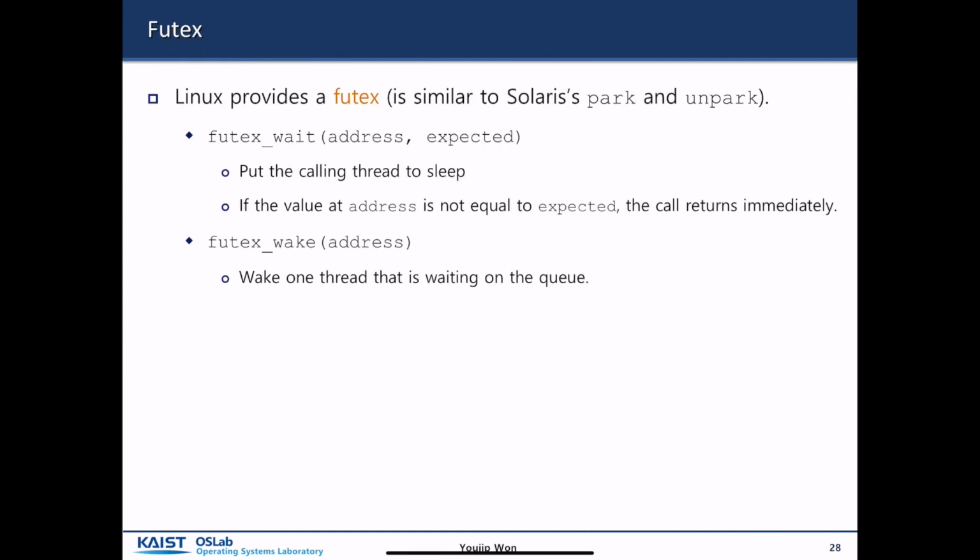Linux provides a futex, which is similar to the Solaris park and unpark. Linux provides two functions. The first one is futex_wait, and the second one is futex_wake. futex_wait gets two parameters. The first one is the address, and the second one is expected. futex_wait puts the calling thread to sleep, and if the value at the address is not equal to expected, the call returns immediately. futex_wake wakes one thread that is waiting on the queue. So the address is the queue.